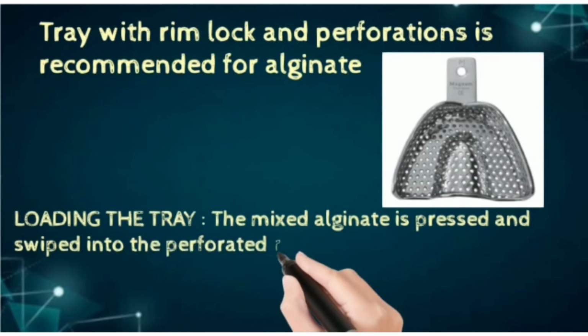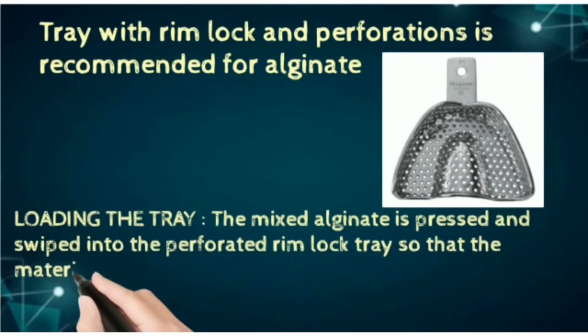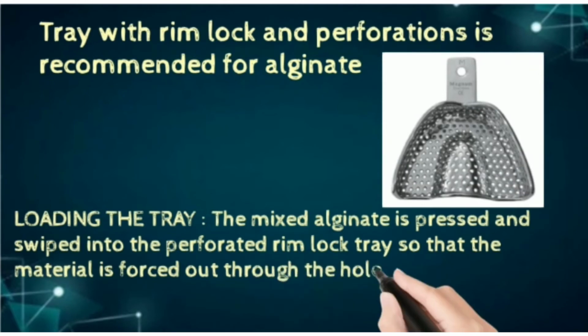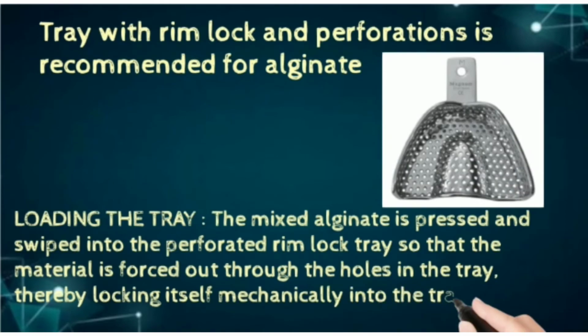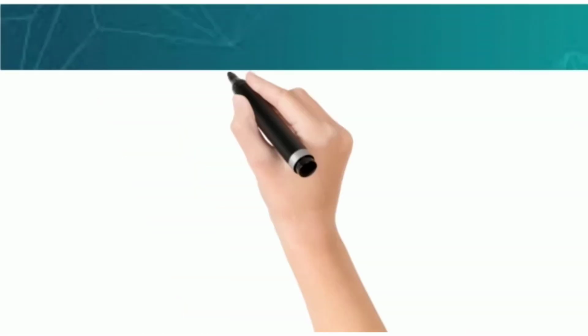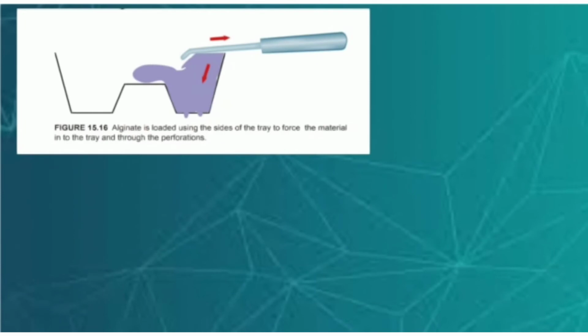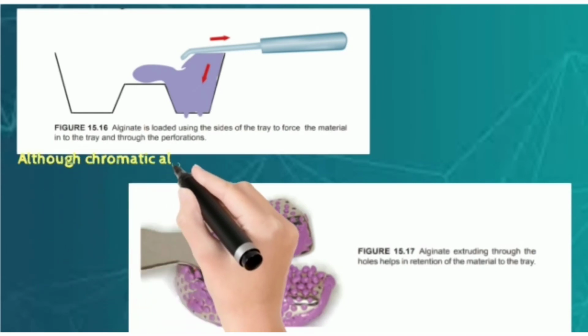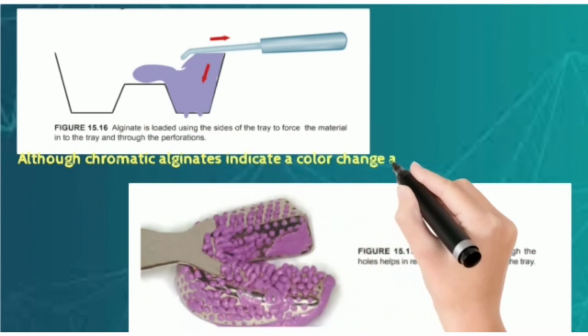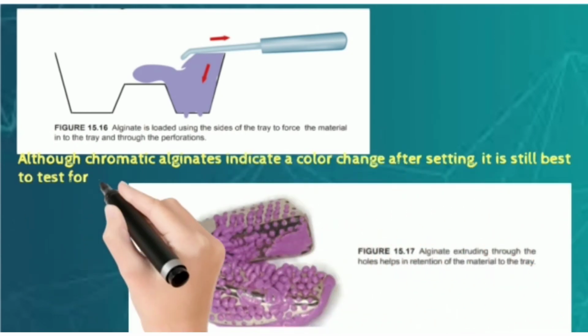Like mixed alginate, you're going to press and swipe it into the perforated rim lock tray so that the material is forced through the holes. Whatever excess material there is will also come out, and thereby it will lock itself mechanically into the tray. Chromatic alginates also change color after setting, so it is best to test for the set by prodding the material at the periphery with a blunt instrument. Here you can see the pictures of alginate when it is adhered to the tray.